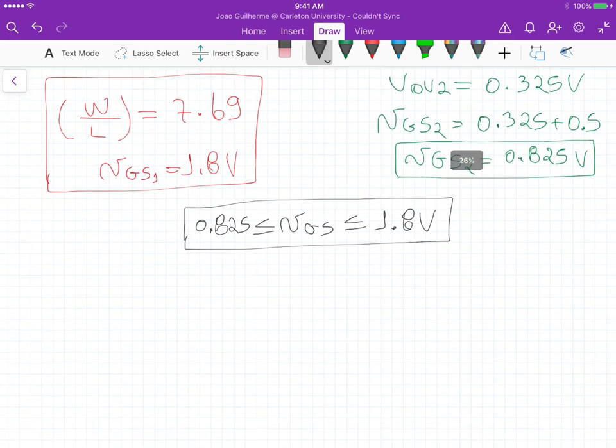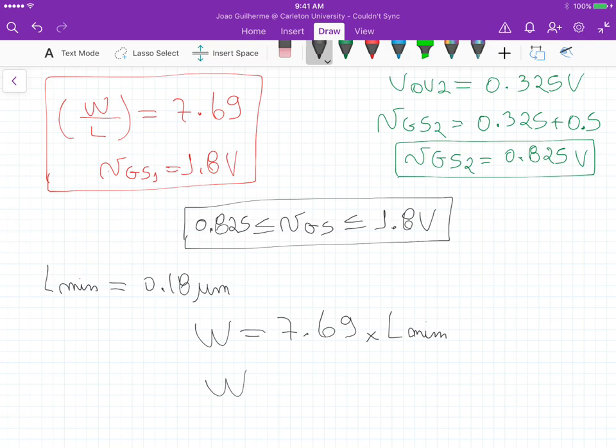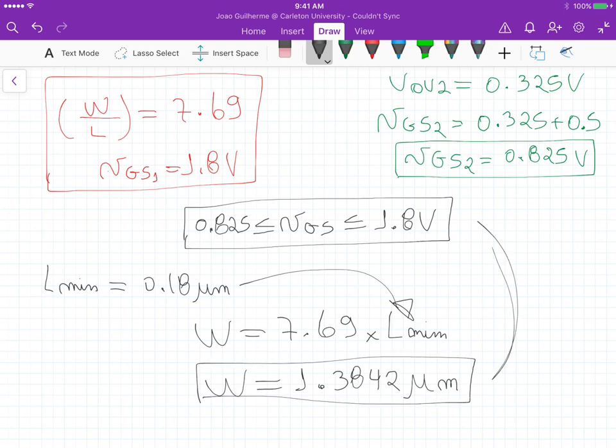But now that we have the aspect ratio, remember that the minimum length is 0.18 micrometers. So if we need an aspect ratio of 7.69, it means that the width should be 7.69 times the minimum length. This gives us a width of 1.3842 micrometers. And those are the two answers for this particular problem.